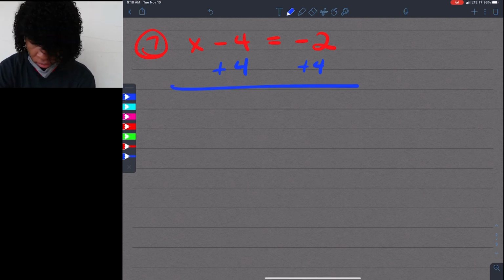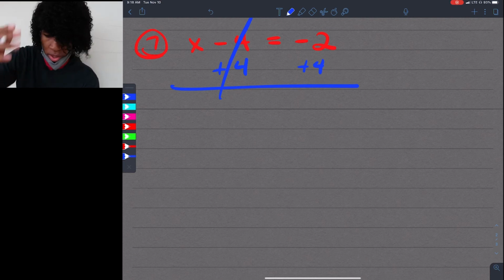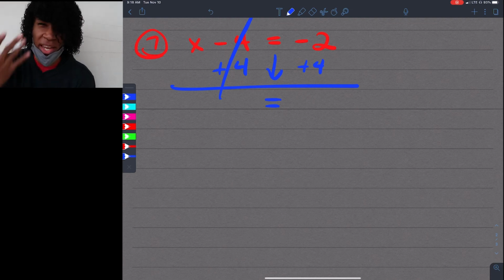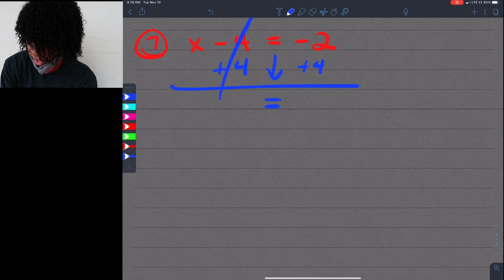Negative 4 and 4, we've already talked about that's gonna cancel out, because 4 minus 4 is 0, so we can just throw it out. Bring down your equal sign immediately, every single time. It's gonna help you keep up with it so you don't throw anything away. So fine, equal sign's brought down.